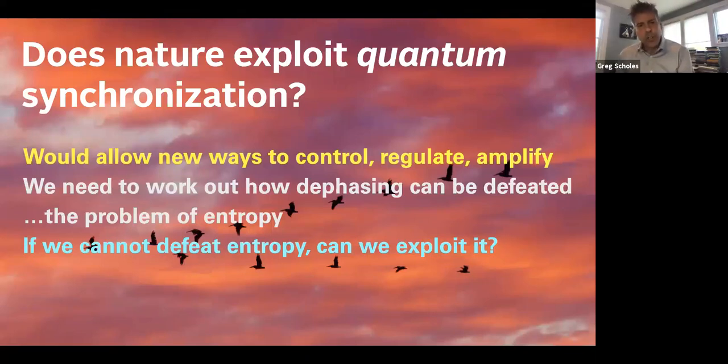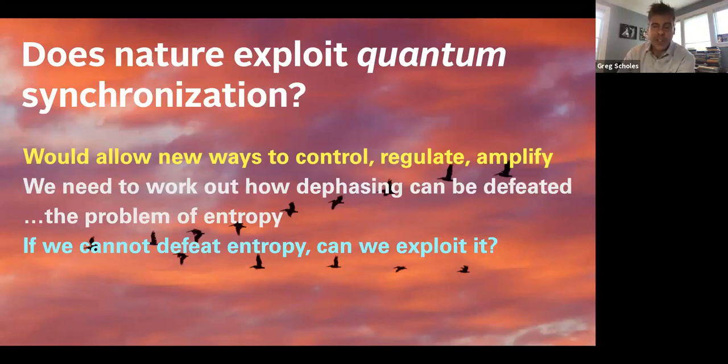So the traditional view might be, well, we need to work out how to beat this dephasing and decoherence. How do we get around entropy? And one way might be to take inspiration from these driven oscillators. On the other hand, we might take a point of view, if we can't defeat entropy, maybe we can exploit it. And that's something I've looked at very recently with those polariton systems, which is a photonic kind of structure.